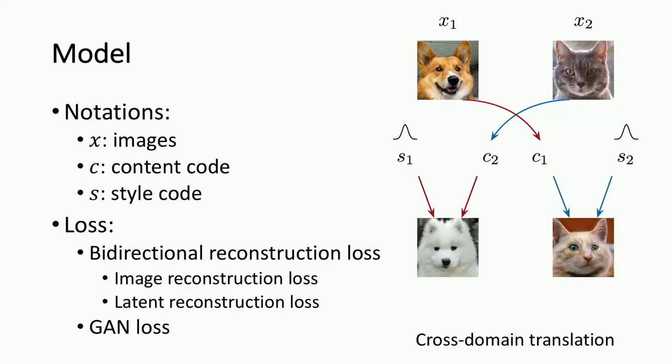Yeah, I'll introduce the loss functions here. So our model is trained with two kinds of loss functions. The first is bidirectional reconstruction loss, which enforces the autoencoder to be bijective. And we also have a GAN loss, which enforces that, for example, the output image should look like a cat or should look like a dog using the GAN framework.